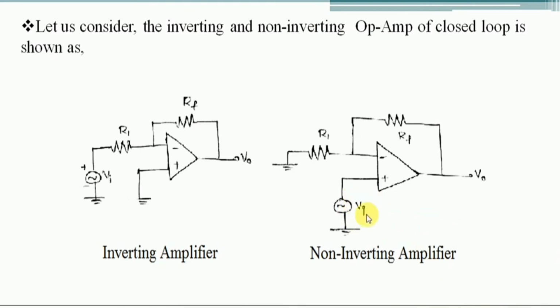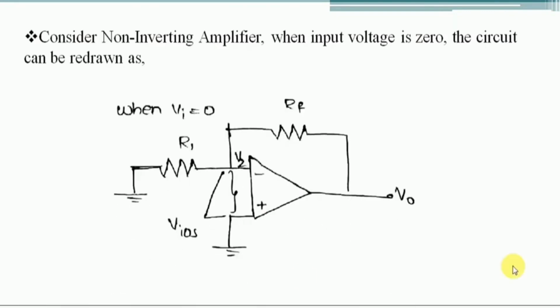If we take Vi as 0, then we can redraw the circuit, so here it is connected to ground. Now, this input offset voltage is nothing but the voltage that is present at the input terminals of the op-amp. So here the voltage at the non-inverting terminal is 0, whereas the voltage at the inverting terminal we are considering as some V2, and this V2 is nothing but the voltage drop across the resistor R1. So here this V IOS is nothing but the magnitude of V2.